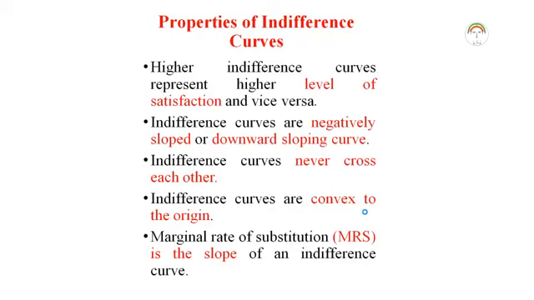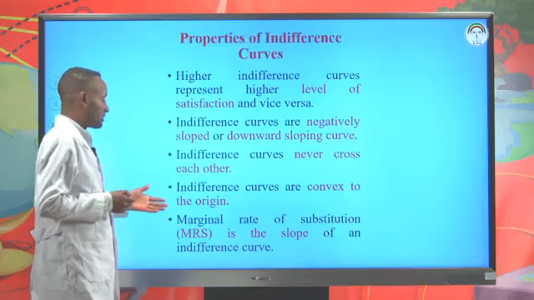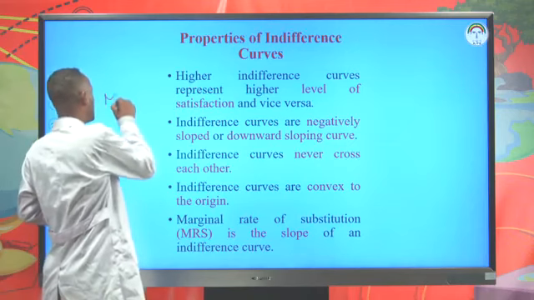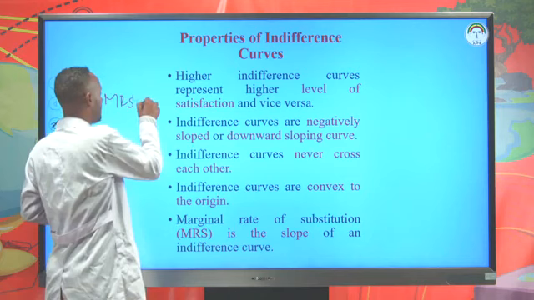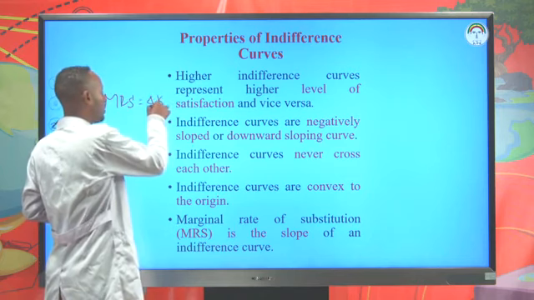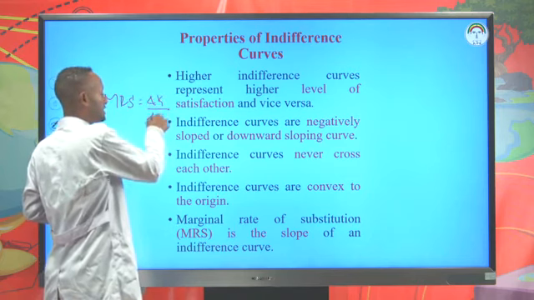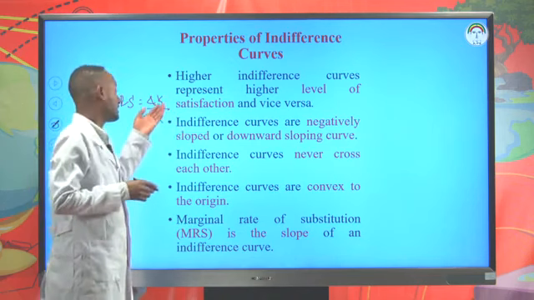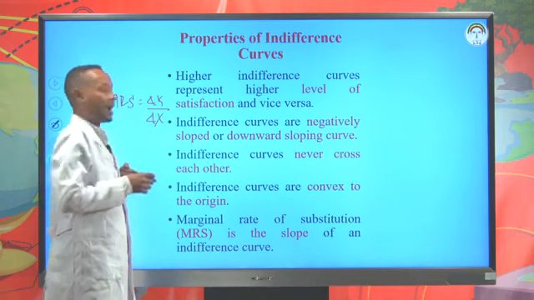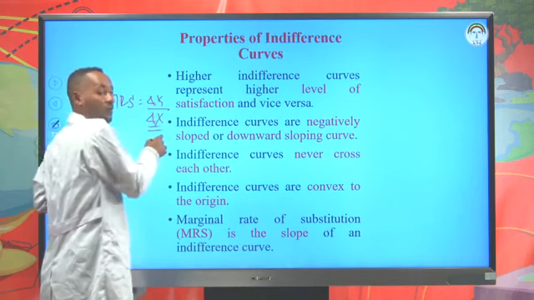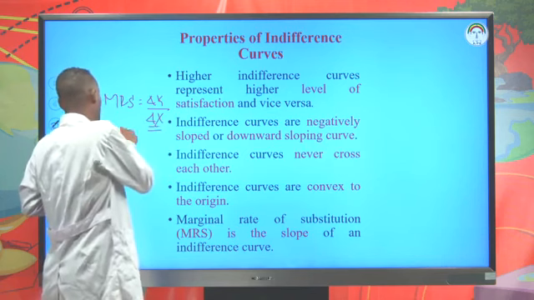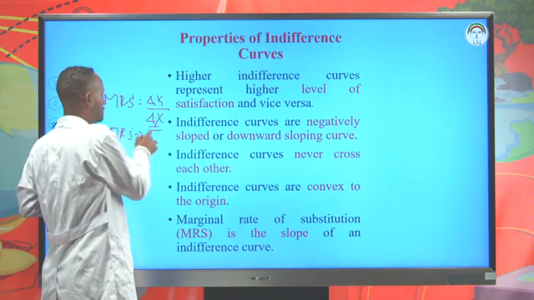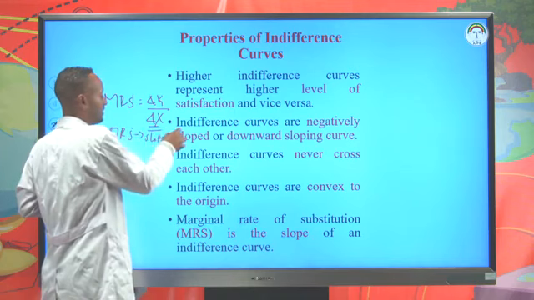Another important piece of information: the marginal rate of substitution is the slope of an indifference curve. Since the MRS is calculated by dividing the change in commodity y that is given up by the change in commodity x that is gained, this change in y over change in x gives you the vertical difference over the horizontal difference. Hence, this is the slope of a curve. So, in other words, the marginal rate of substitution, the MRS, is the slope of the indifference curve.